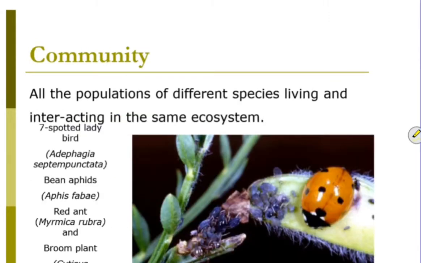A community is all the populations in an area, different species. Now, this is different from what humans call community, because humans are all one species. The community is all the different species. So in this picture, you've got the ladybug, the aphid, the broom plant. All those together are the community.